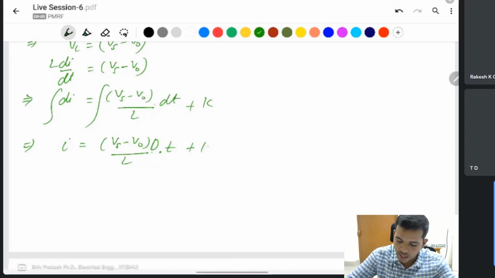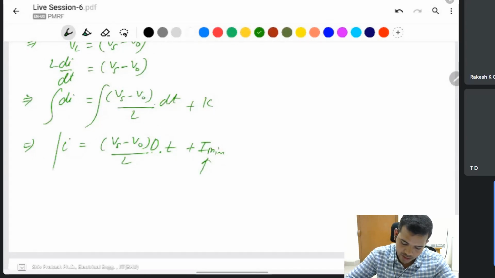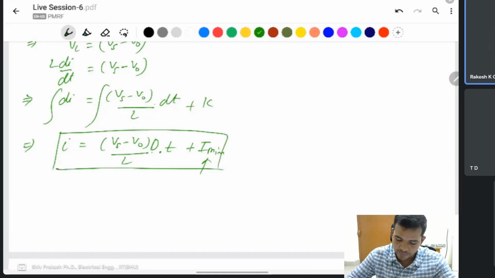K is the minimum current; maximum to minimum is equal in continuous conduction. If this is continuous conduction, this will be 0. We take continuous conduction, and then when the switch is on, the inductor current goes linearly with time.